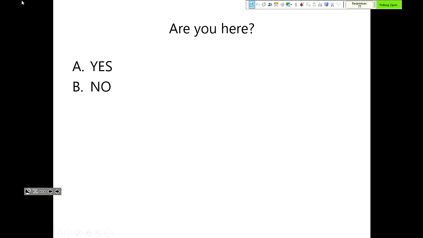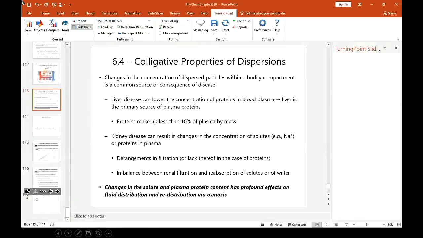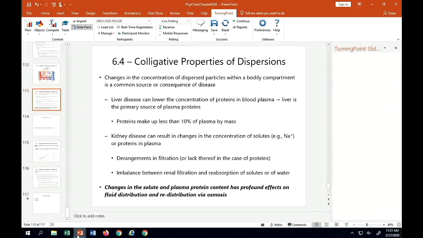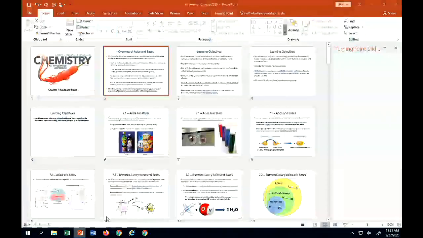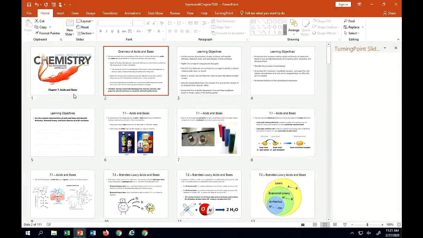So that is chapter 6. We're going to now move on to chapter 7, which is the chapter on acids and bases.